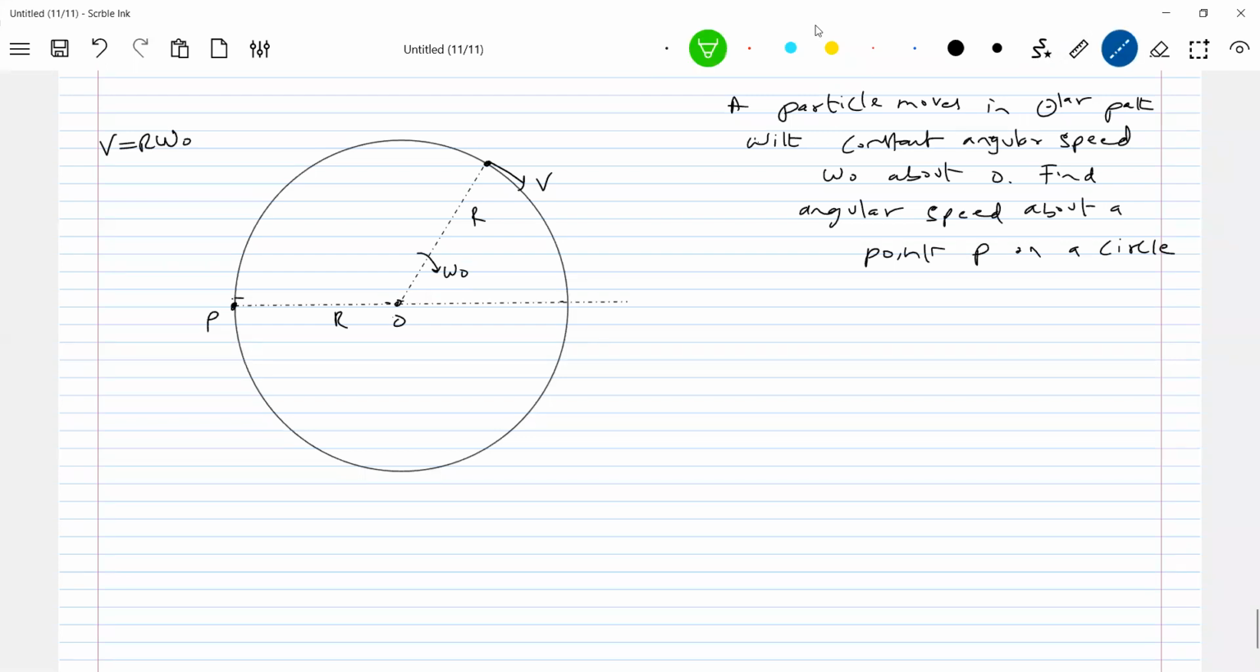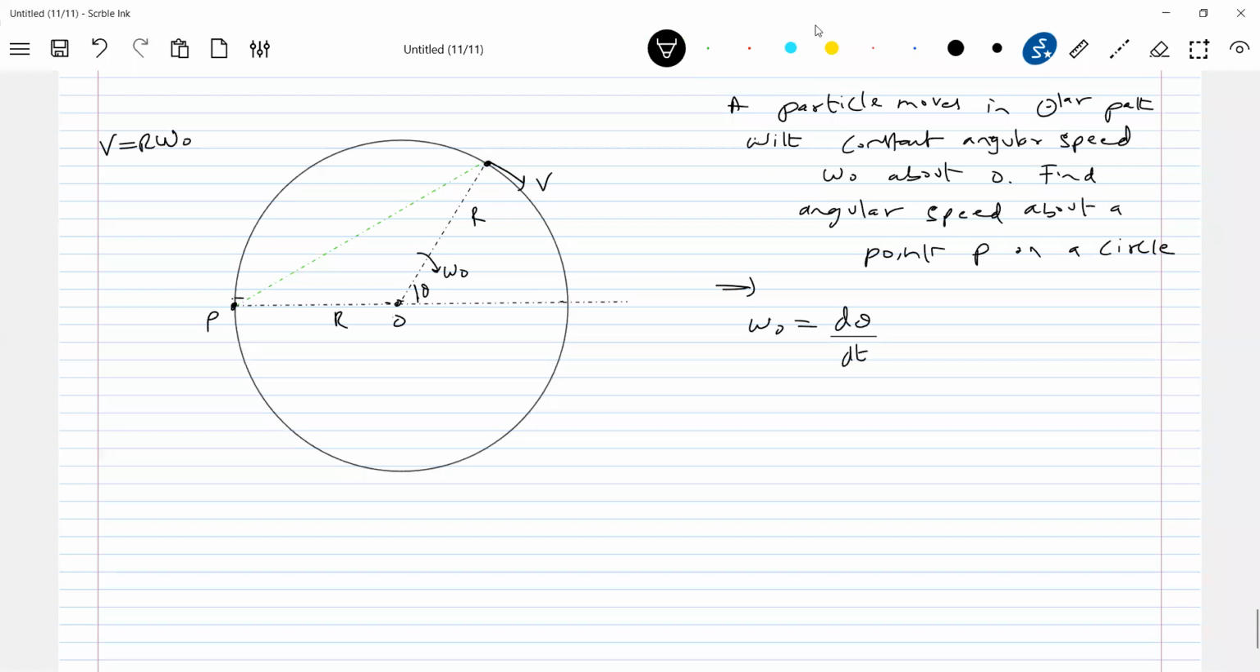So let's do one thing. Let's calculate. So this is theta. How do you define theta? This is the angle made by the particle. How do you define angular velocity omega naught? Omega naught, you write it as d theta by dt, no? What is the angular velocity definition? Rate of change of angular displacement.